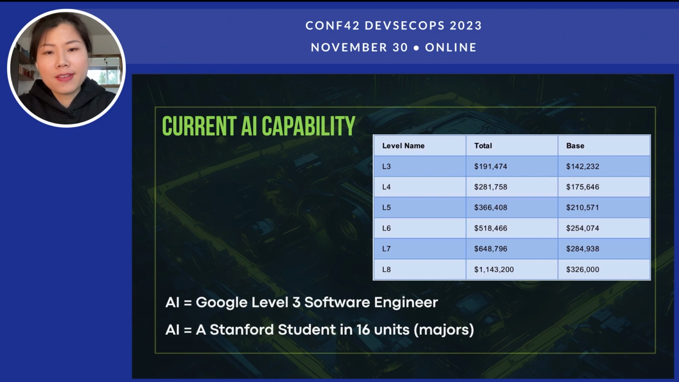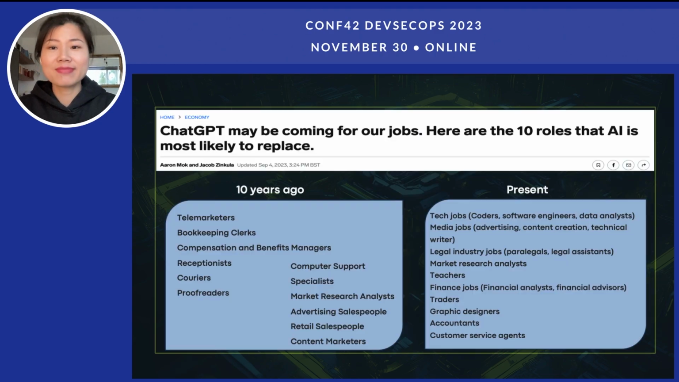If you're not familiar with Google's salary hierarchy, here it is. A Google Level 3 software engineer earns around $200K per year, and can be replaced right now. And AI is also equal to a qualified Stanford student. You think maybe just in one major? No, it's in 16 majors. These are really super intelligent Stanford students, right?